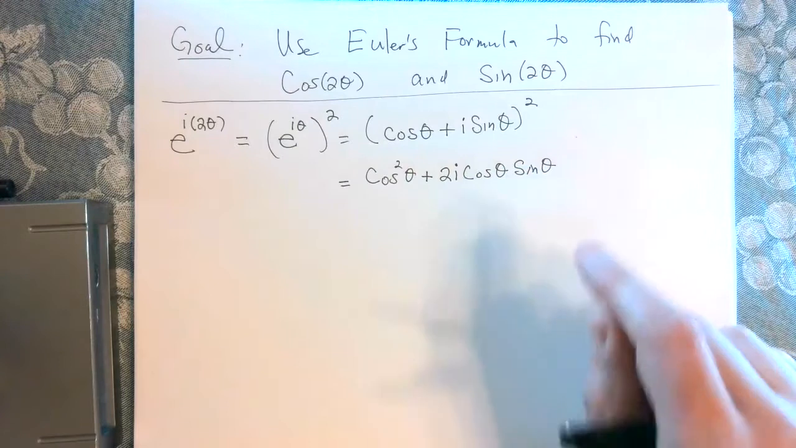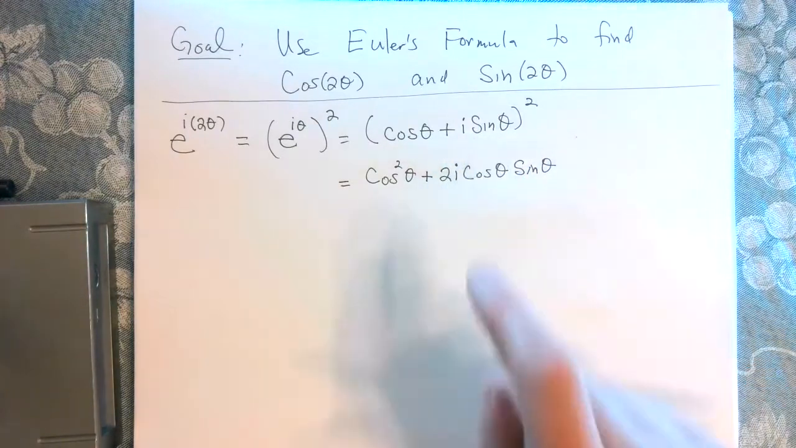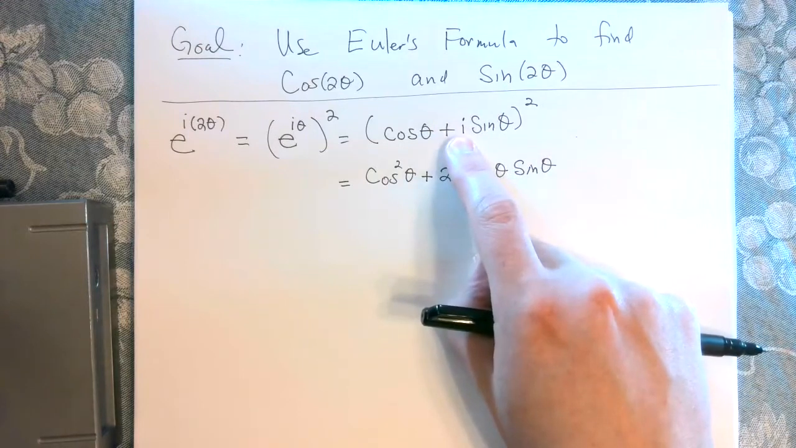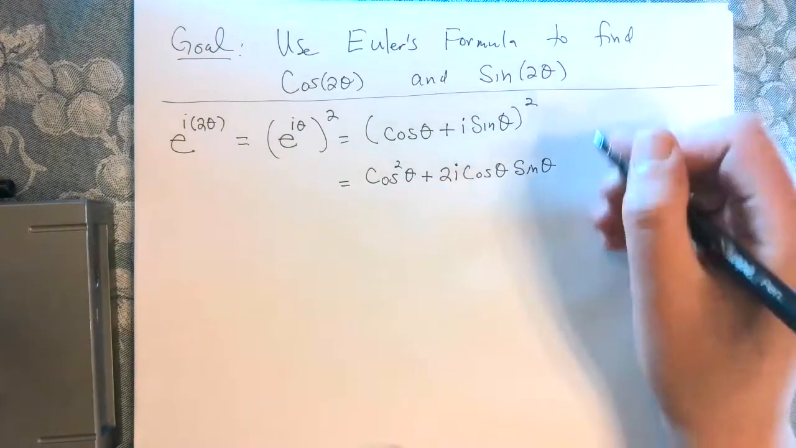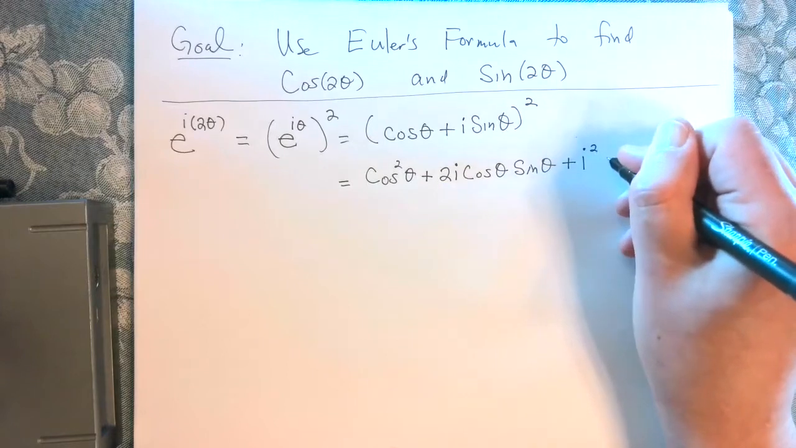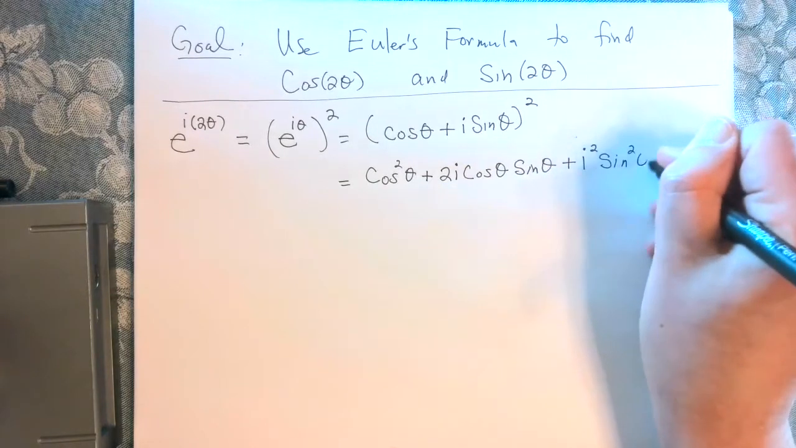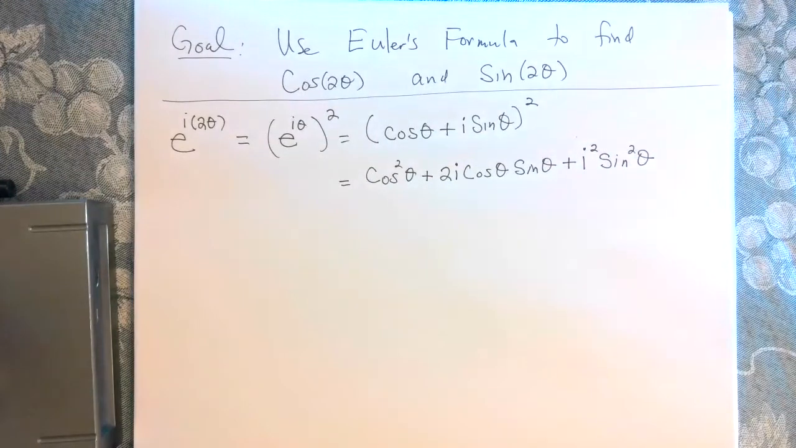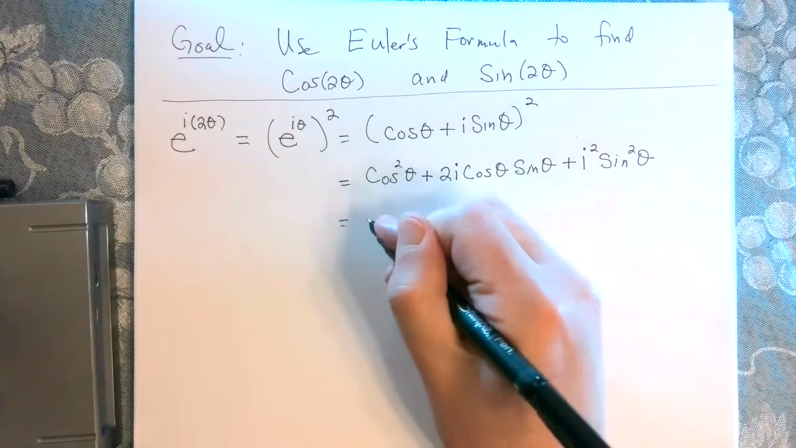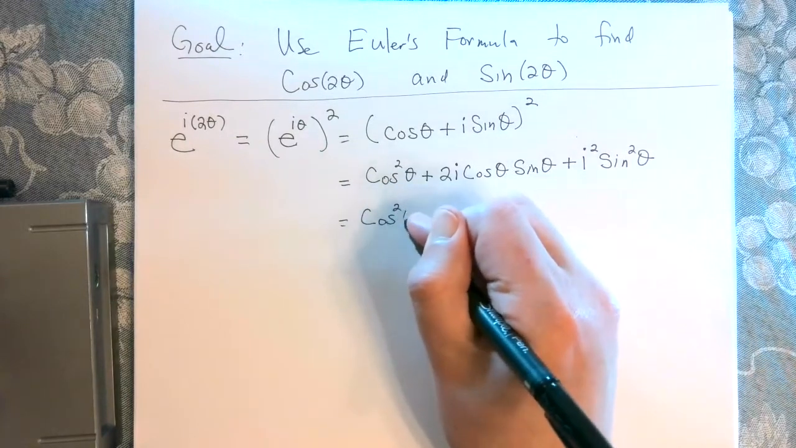And now I have to be careful because the last term comes about from squaring this. Well, if I square this, I'm going to get an i squared sine squared of theta. In fact, just for the sake of clarity, let's put that in and then we'll deal with the i squared. But if you recall, i squared is exactly -1, so we need to take care of that.